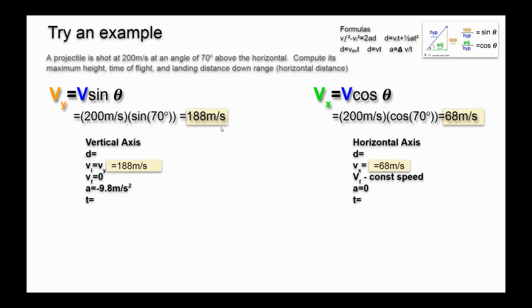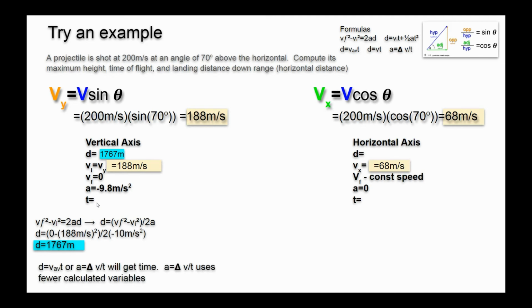We apply our two values we've calculated above, and we start looking now for this distance on the vertical axis. Without time, this is our best bet to solve for distance. And we get 1,767 meters in the vertical. So we've solved that, we can pop it in there.